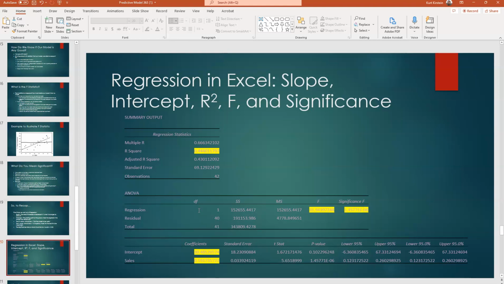Okay. The other values are here. We can look at them. You can read statistics books to find out what they are, if you're interested. But for now, just look at these 5 things. What is your r-squared? What is your F? What is the significance of F? What is your intercept? And what is your slope, or what is your sales value? And you'll notice that it doesn't say slope. It says sales. This is the variable that was used to derive this value. So this is your independent input that was used to derive this value.